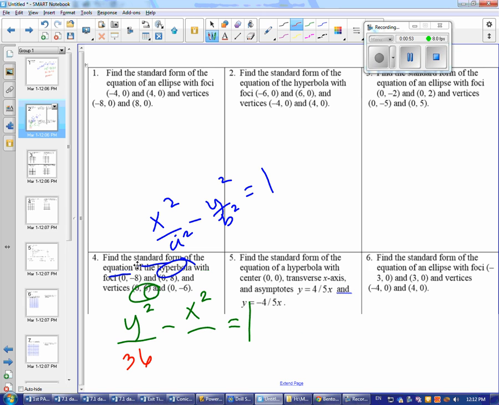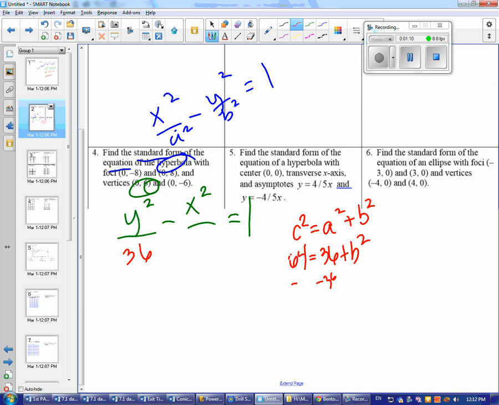To figure out b squared, I'm going to have to use my focus formula. For a hyperbola, c squared is a squared plus b squared. C is 8, because that's where the foci are. And then I'm going to subtract 36. And I would get 64 minus 36 is 28 equals b squared.